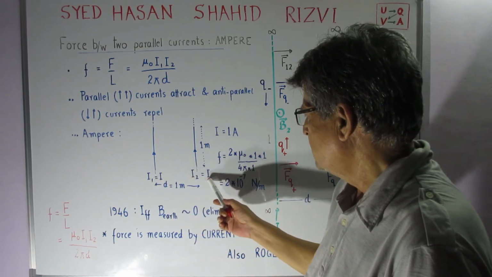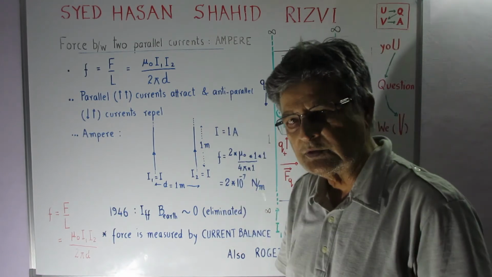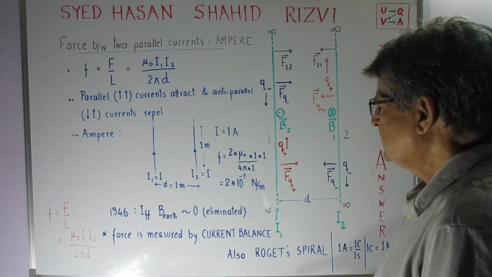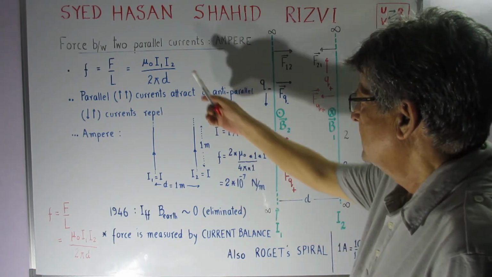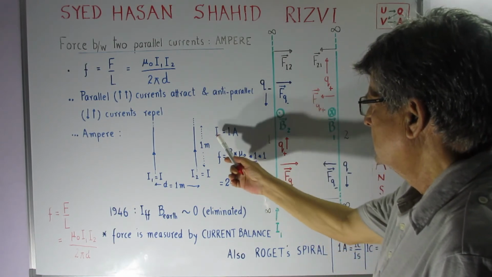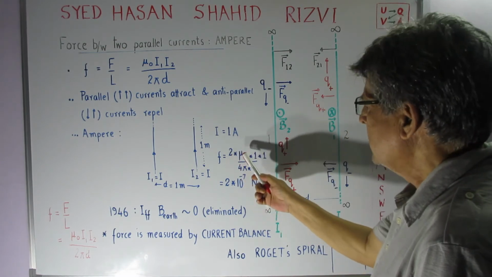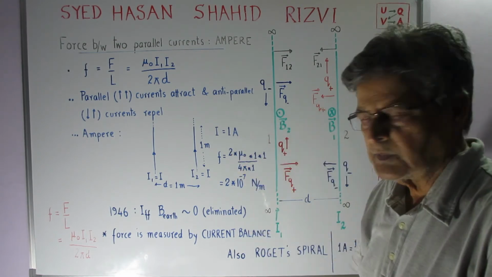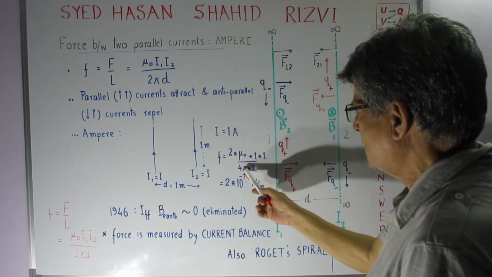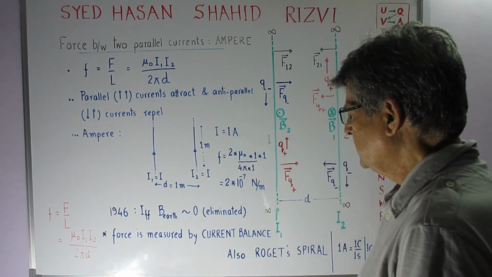I1 is equal to I and I2 is also equal to I, and to a 1 meter length of these currents. Then they found that the force F, this I can write as, when we take I equal to 1 ampere, this becomes equal to 2 into mu naught upon 4 pi. Actually it is mu naught upon 2 pi. So I write it as 2 into mu naught upon 4 pi into 1 in the numerator and into 1 in the denominator.